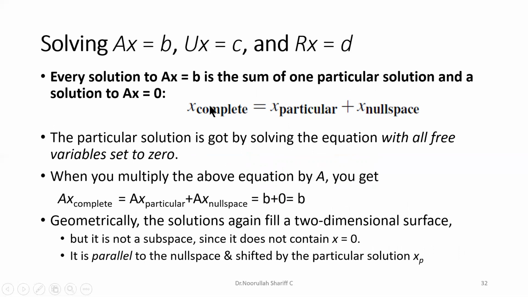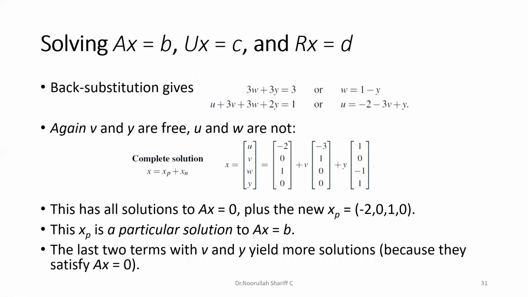So Ax equal to b can be solved with the consideration that the complete value of x, that is x complete, is equal to x particular plus x null space. The particular solution is got by solving the equation with all free variables set to 0. That is, in the earlier example, if we set v and y equal to 0, then we are going to get the particular solution over here.